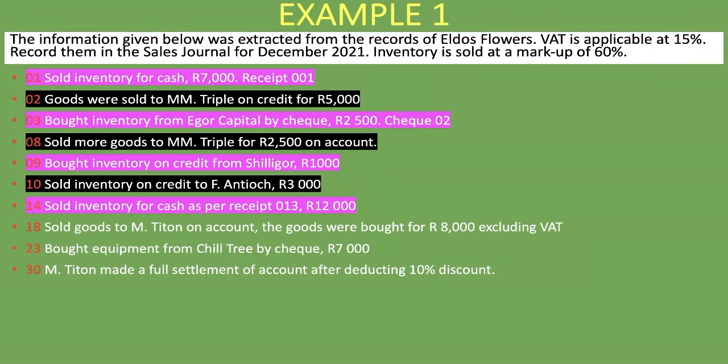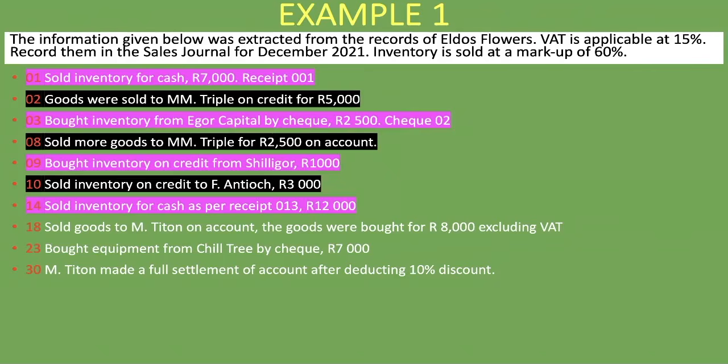That's very important because that means we don't have to calculate our cost of sales, but we have to calculate our sales amount, our VAT output amount, and our debtors control amount. So let's go ahead and do that. The first thing we're going to calculate is our sales amount.